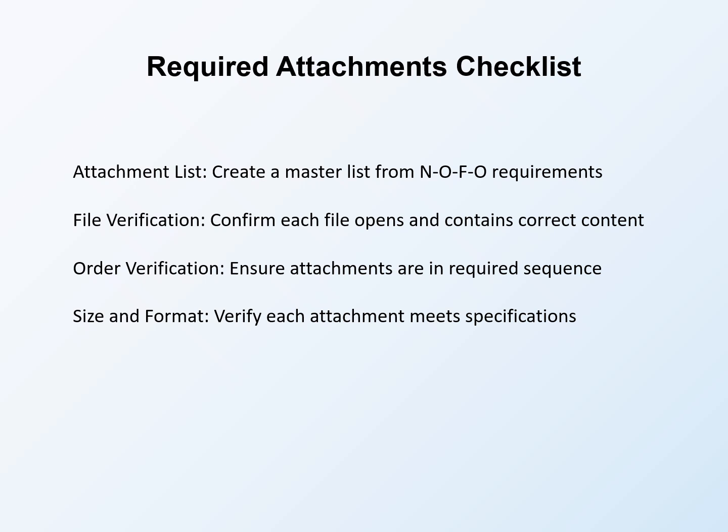Order verification ensures attachments are in the required sequence if the funder specifies an order. Some systems require attachments uploaded in a particular sequence. Others may compile attachments in the order you submit them. If the NOFO specifies attachment order, follow it precisely. Verify that your final package presents attachments in the expected sequence.